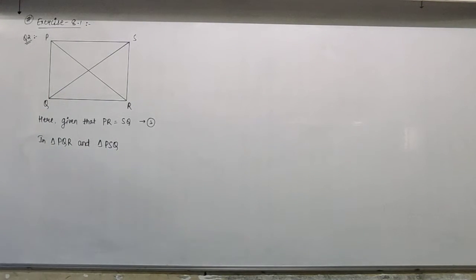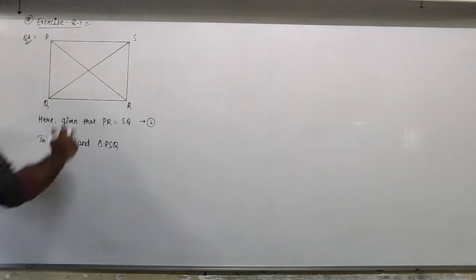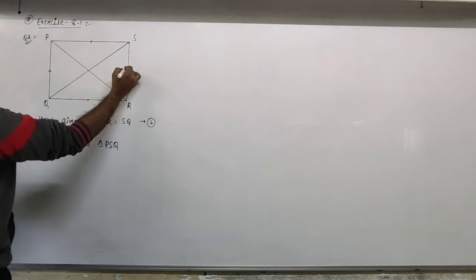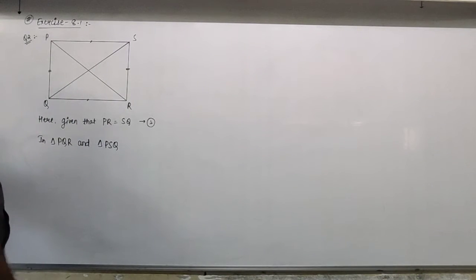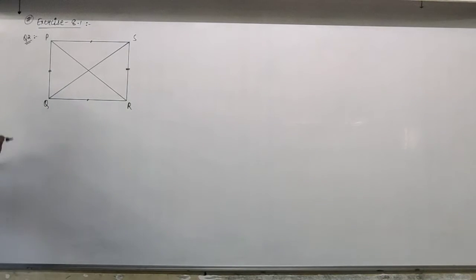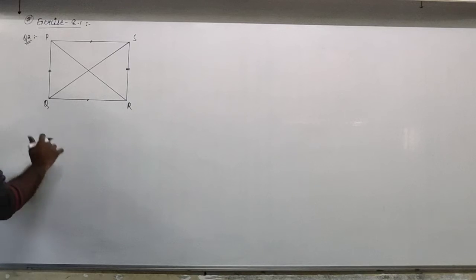In that it is given a parallelogram. What is a parallelogram? Opposite sides of a parallelogram are equal. We already know it. Yes or no? Yes. So in triangle PQR and PSQ, before this we needed to write one thing. Okay, let us write it again. So I'll write down the proper proof here.